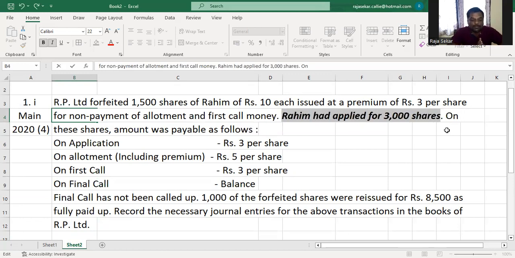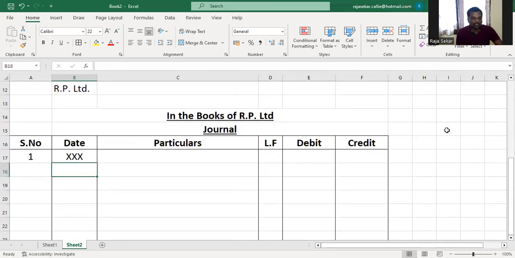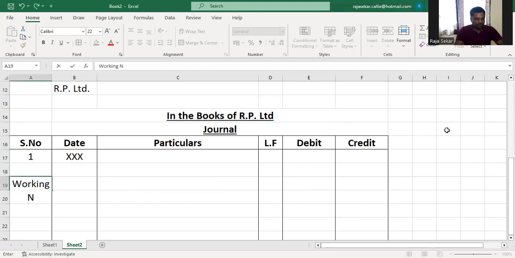Now, what does that mean? He has made some extra applications, and that excess application money would have been utilized for paying a certain portion of the allotment. It would have got adjusted with a certain portion of the allotment. So we've got to make sure in questions of this kind whether that excess application money was enough to cover the entire allotment or a certain portion of allotment or not. In order to do that, it's important that we do a working note. The working note is computation of calls and arrears.